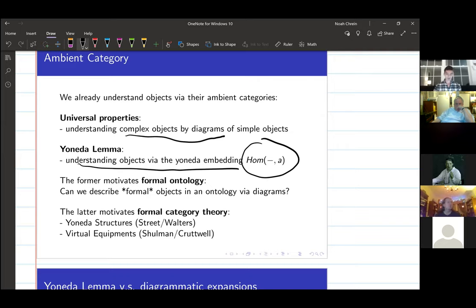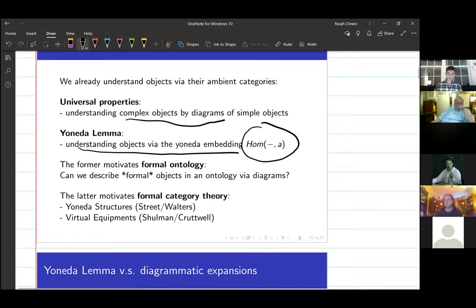So there are two papers that really motivate almost all the theory that I present in this talk. The first paper is on Yoneda structures, that was by Street and Walters. And the second paper is about virtual equipment, and that's by Schulman and Crutwell. Okay, so I'll give you some links at the end of the talk. All right.